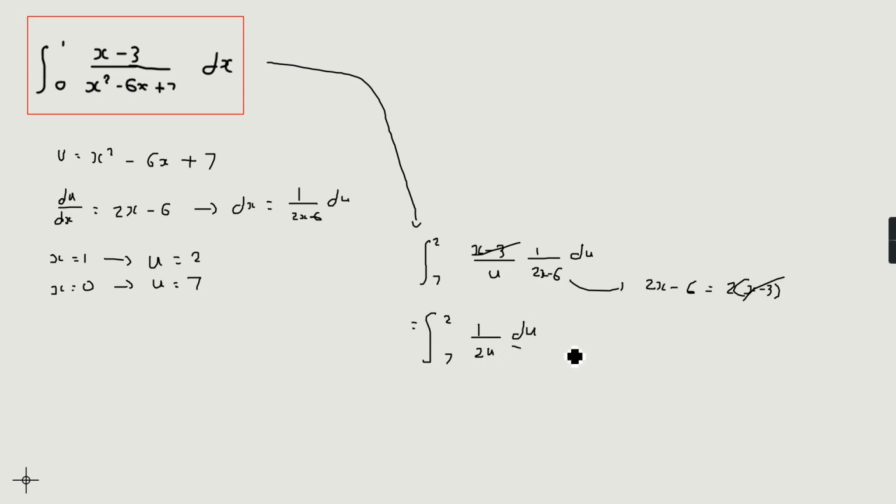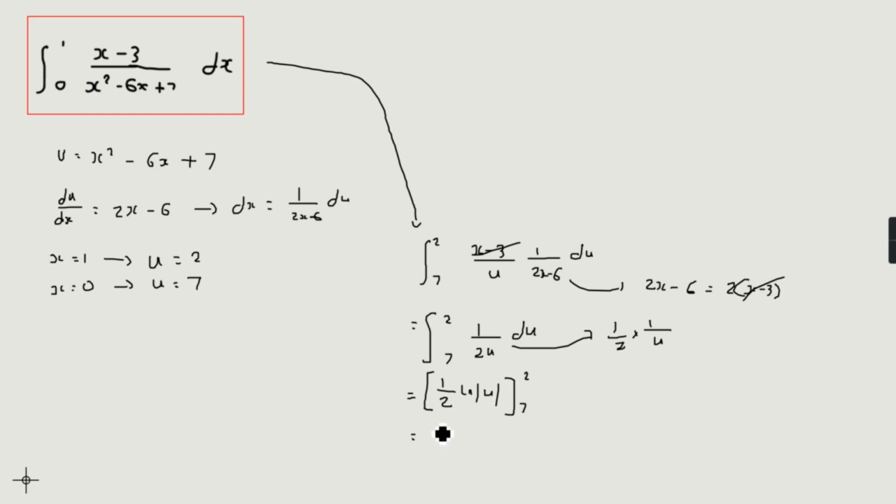So this is pretty simple. This is just the same as 1/2 times 1 over u. And you should be familiar that the integral of 1 over u is a standard one, which is just the natural log of u. So that equals 1/2, because that's just a constant, ln u, and it's between the limits of 2 and 7.